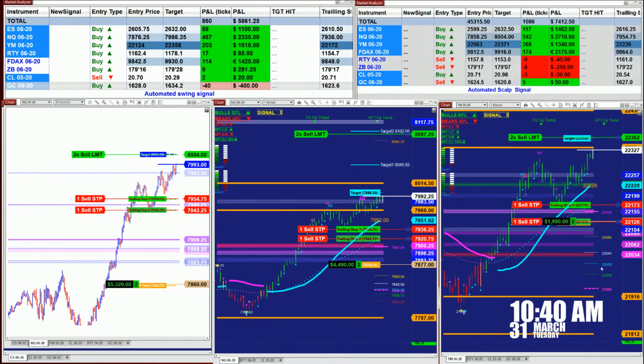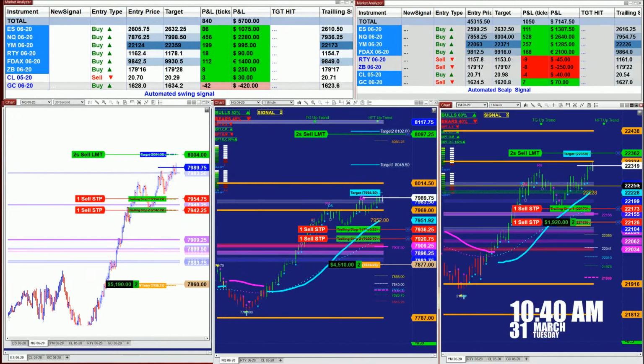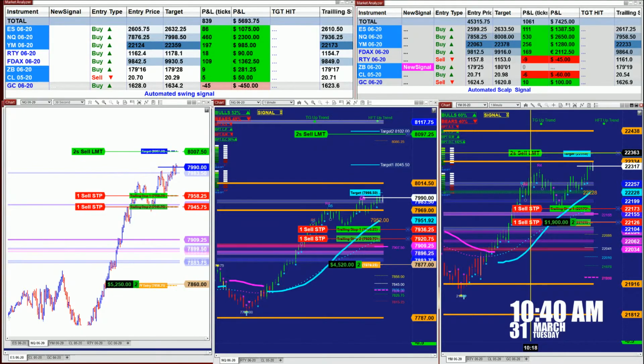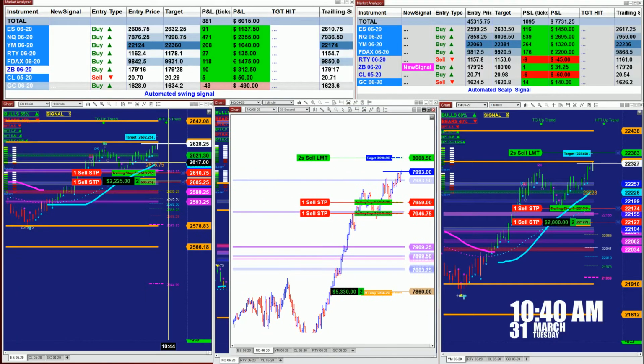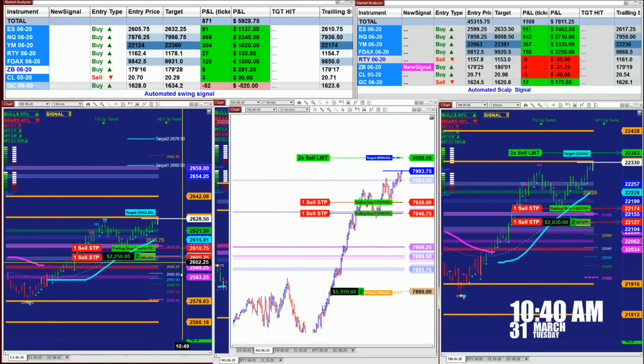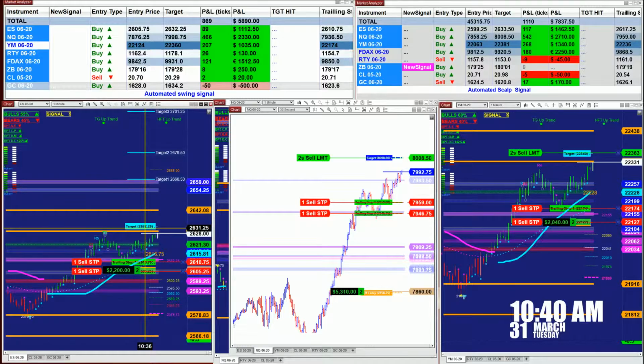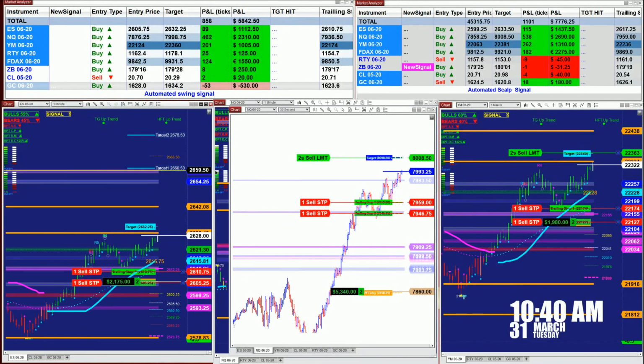The YM on the 1 minute is gonna close around the 2000 on the YM. It's about to close. And the ES is about to hit the target. It's 2200, about to hit the target. The target the system estimated is 2632.